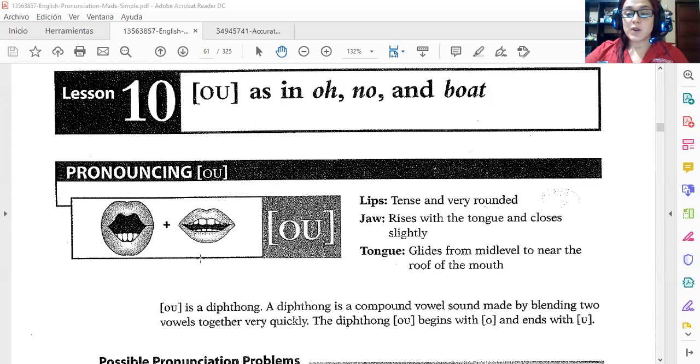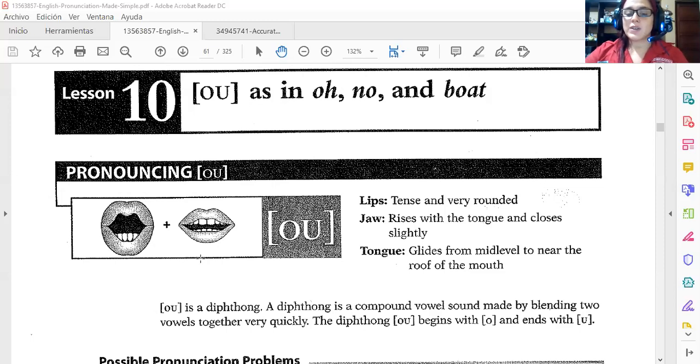When you do O, you can feel tension, because the only sounds that are lax are basically the lax I, the schwa, stressed or unstressed, or you're going to feel your mouth completely relaxed when you produce the lax U, and so on. So lips tense and very rounded because of the O at the beginning.